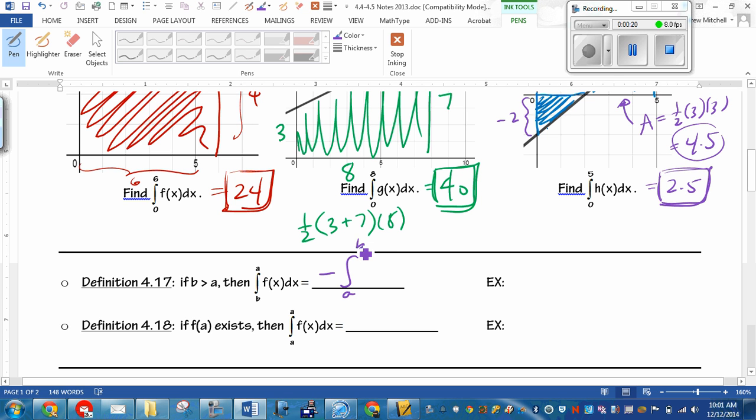be if we did the definite integral from a to b of f of x dx. And so if those get switched around, it makes it the opposite value. So an example, let's look at this first problem that we did up here. If we took the definite integral from 6 to 0 of that graph, that would be equal to negative 24.